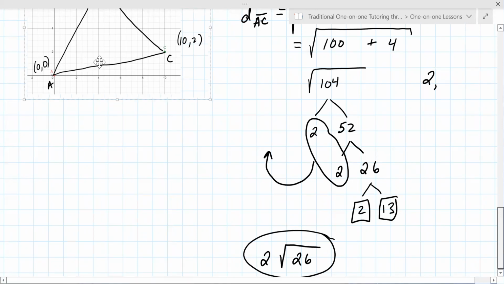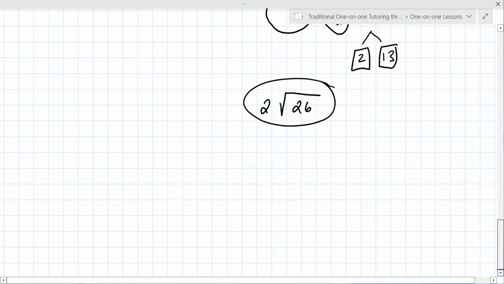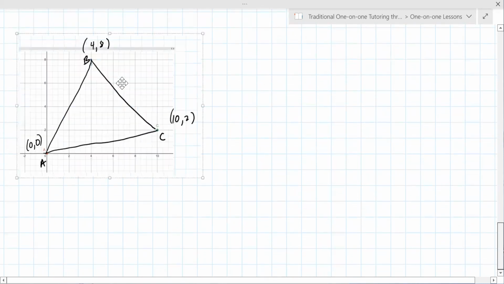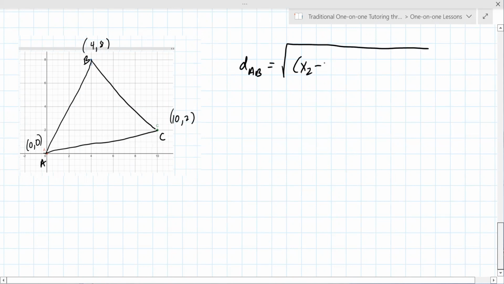All right, so now we're going to find the distance from A to B. It's the same formula: the square root of x2 minus x1 squared plus y2 minus y1 squared. Are you ready to try this on your own? You're using these 2 points. I'll try. Okay.